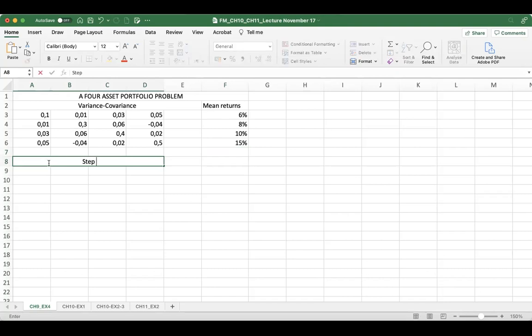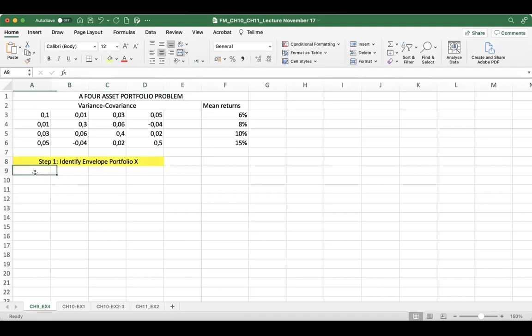Step 1. Identify envelope portfolio 1, envelope portfolio X. So for this portfolio, I will choose the constant to be equal to 0.